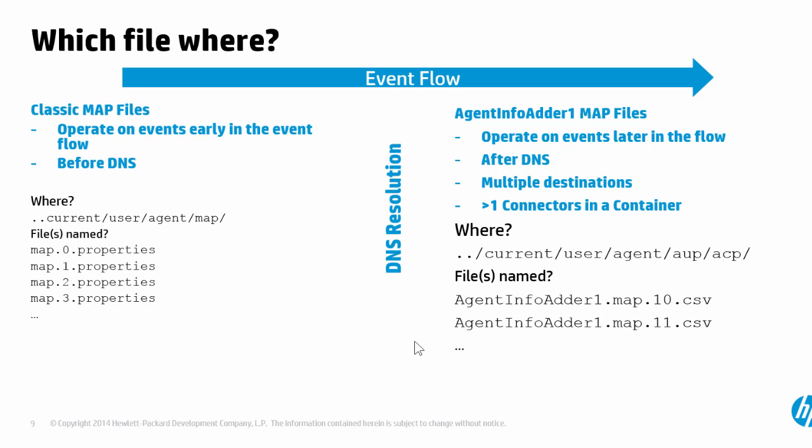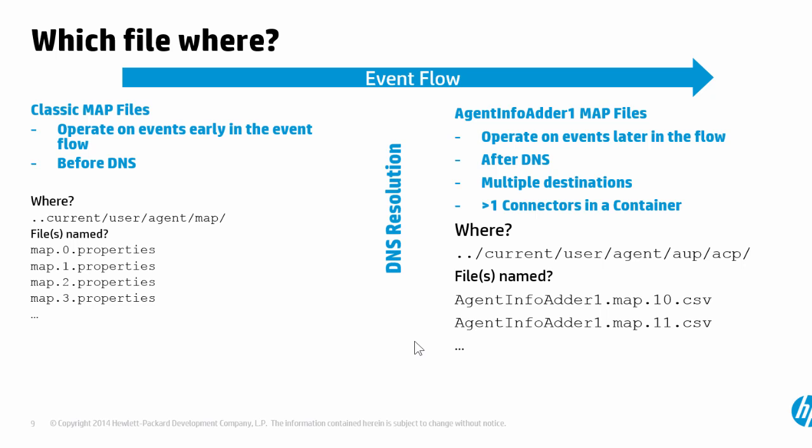Whereas in the case of expression mappers, we're actually doing it under current user agent AUP ACP. Now, when you install a connector for the first time, the AUP ACP folder won't exist. You'll actually need to create those. So don't think that directory will already be there. Don't think you're in the wrong place. You're not. You actually need to create those files. So slightly different file name: agent info adder 1.map, .10, .11, .12, .13, etc., and on it goes.